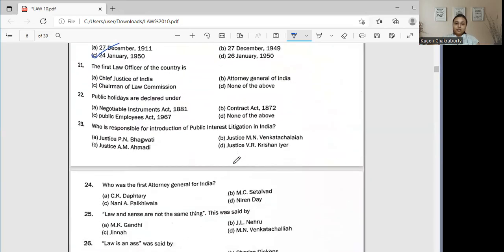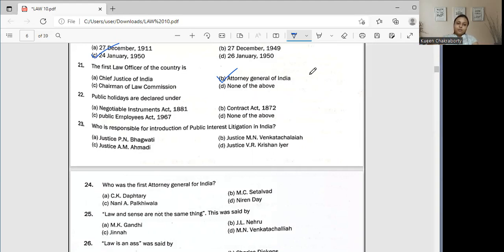Now coming to question number 21. The first law officer of the country is the Chief Justice of India, Attorney General of India, Chairman of Law Commission, or none of this. If you have some knowledge about history or the Constitution, you will definitely know that it is the Attorney General of India. He is the first law officer of the country. It's not the Chief Justice, not the Chairman, not none of this.